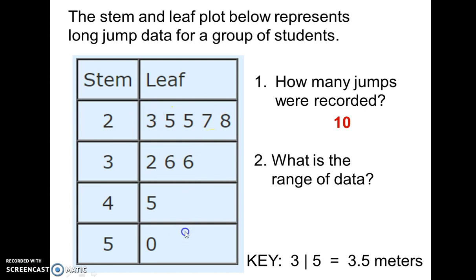We can see again the leaves. You count the leaves, and the leaves tell us how many pieces of data we have, and there's 10 of them here. 10 jumps. Second question, what is the range of data? What's the range here?